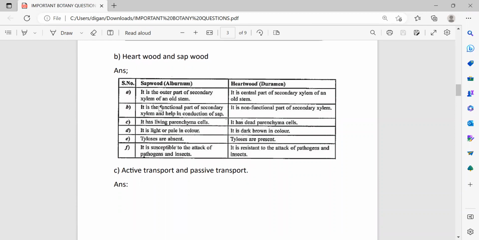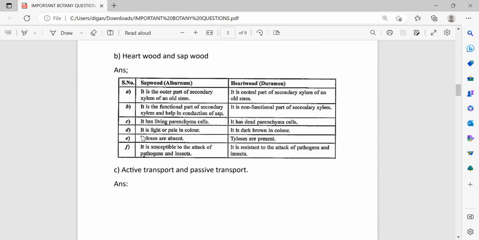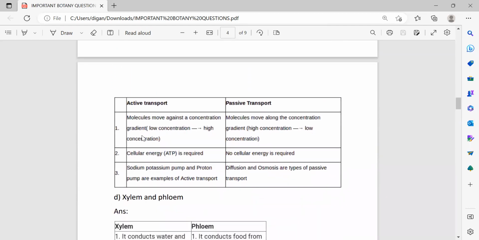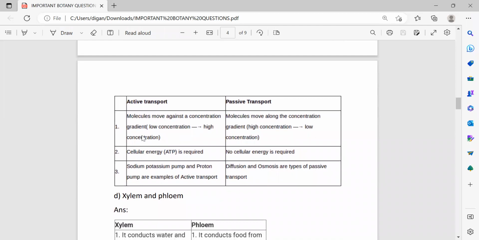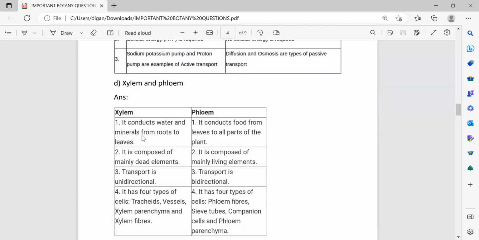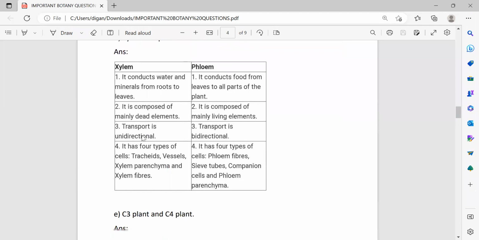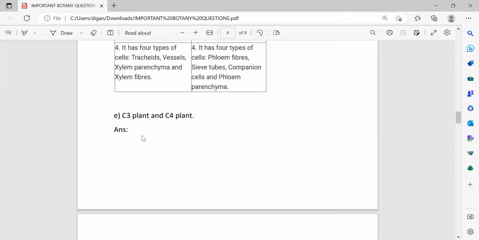So if 2 marks come, you just write 2 points. If 3 or 4 marks come, then you write 4 points. I am giving you 6 points. You can write any 4 points, whichever you feel comfortable. Active transport, passive transport. So the difference between active transport and passive transport. Next, xylem and phloem. This is the difference between xylem and phloem. You know the xylem and phloem are the main vascular bundles.